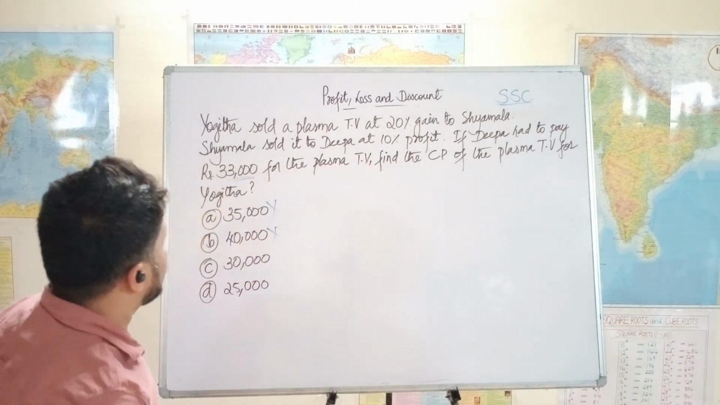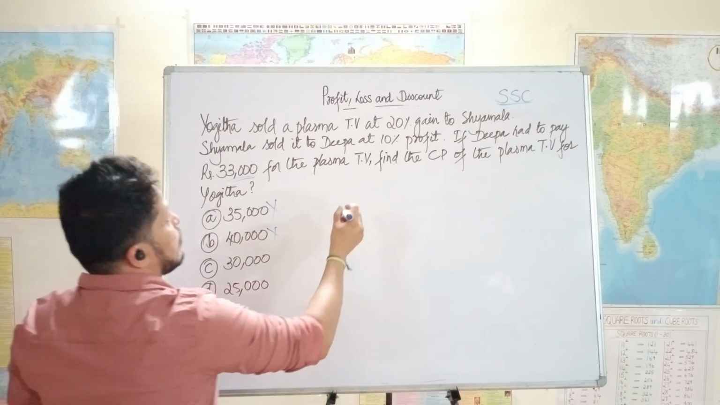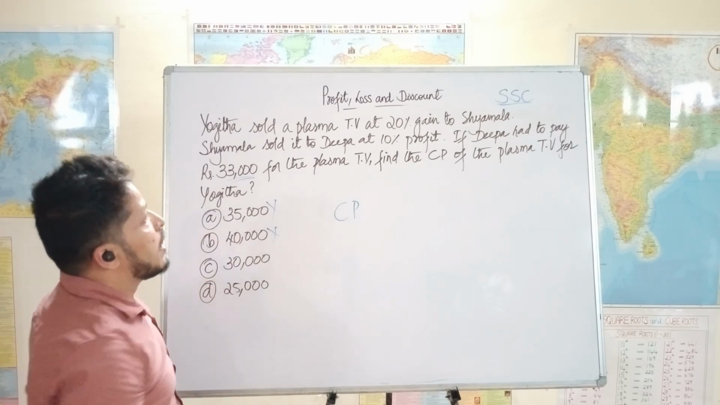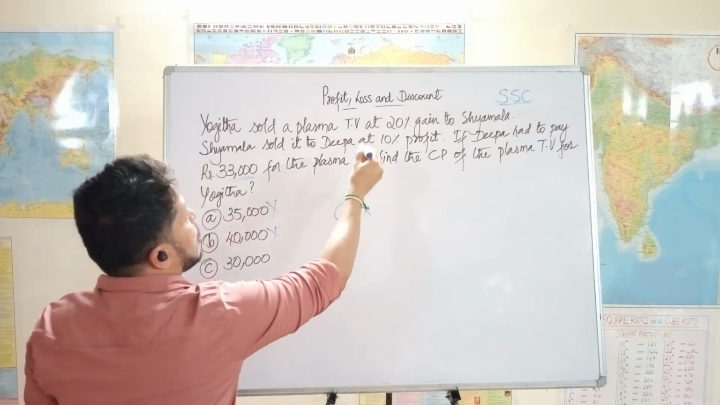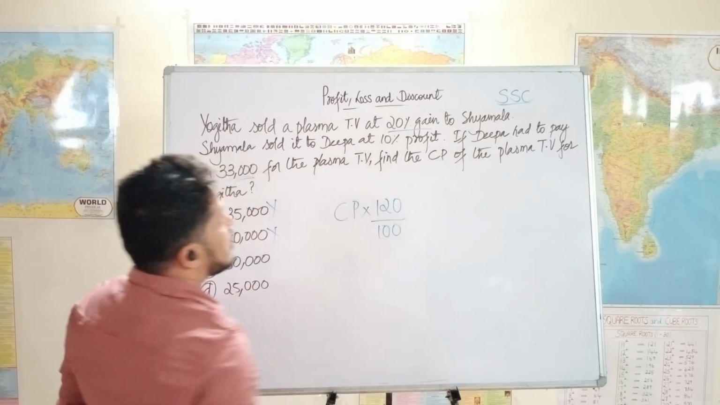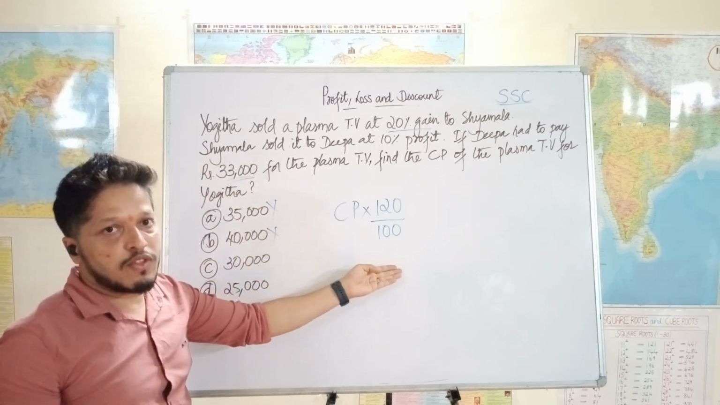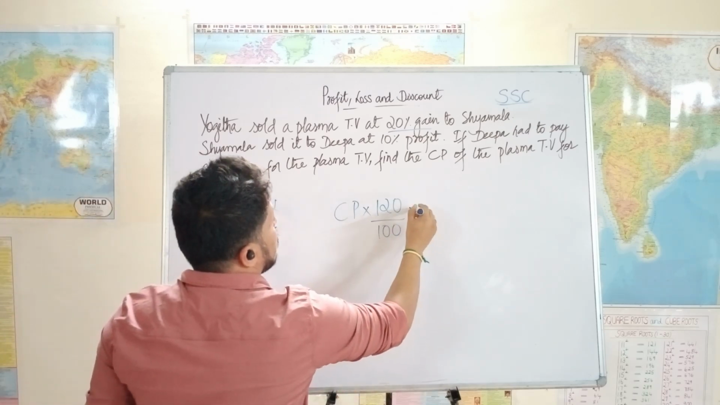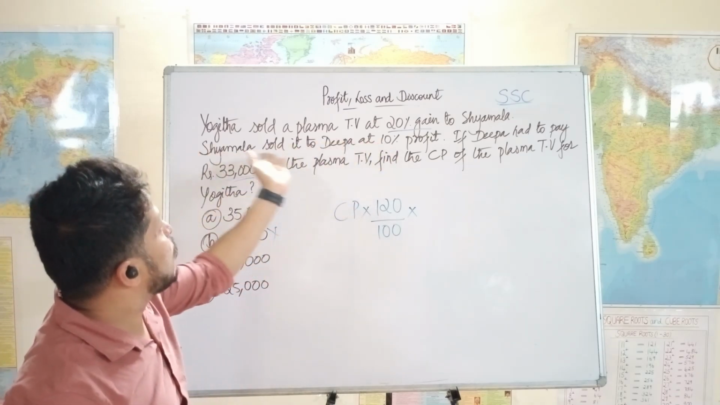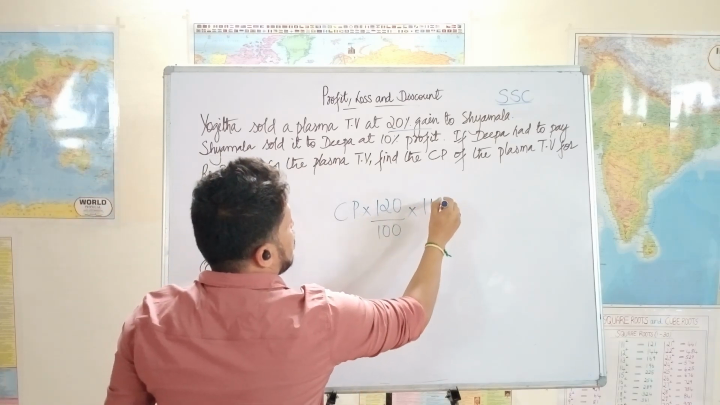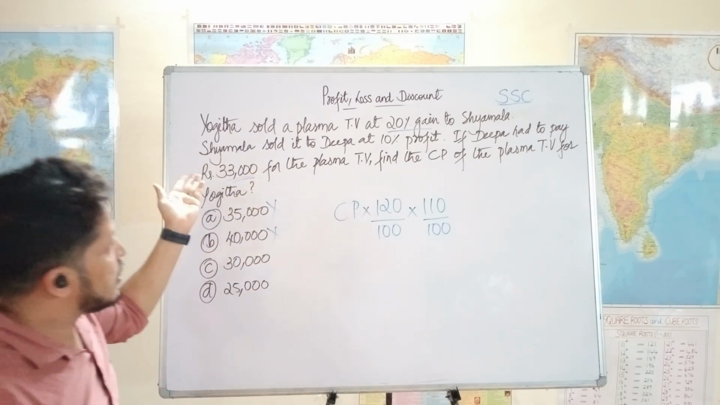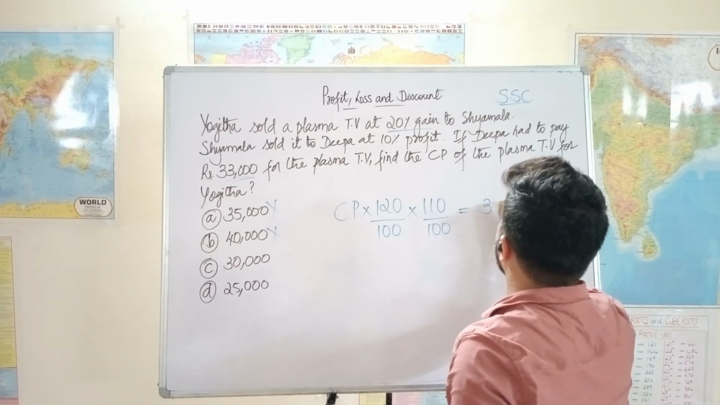Let's say there is a cost price, and it was sold to Shyamala at 20% gain. That means 120% of this price. Correct? So Shyamala bought this at 120% of the cost, and then Shyamala sold this at 10% profit again. So 110% of this is the cost price for Deepa, and this is equal to 33,000.